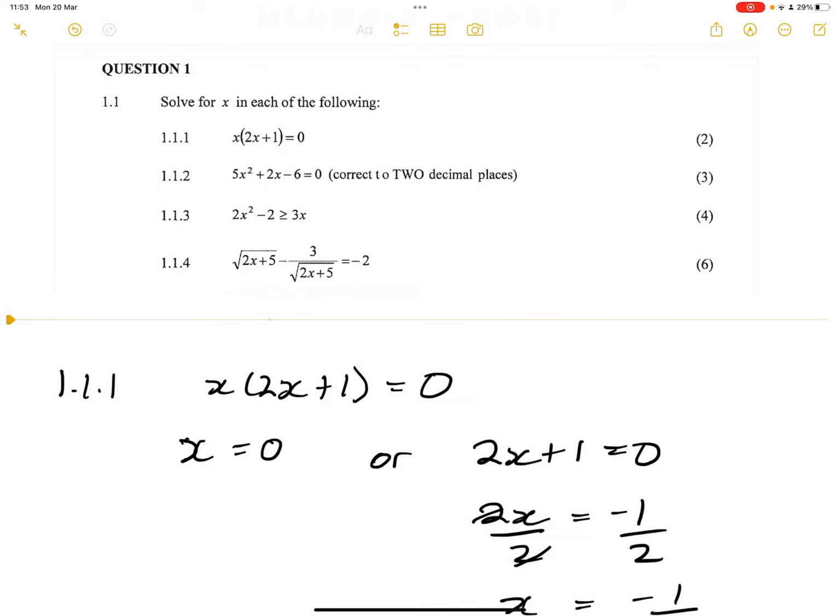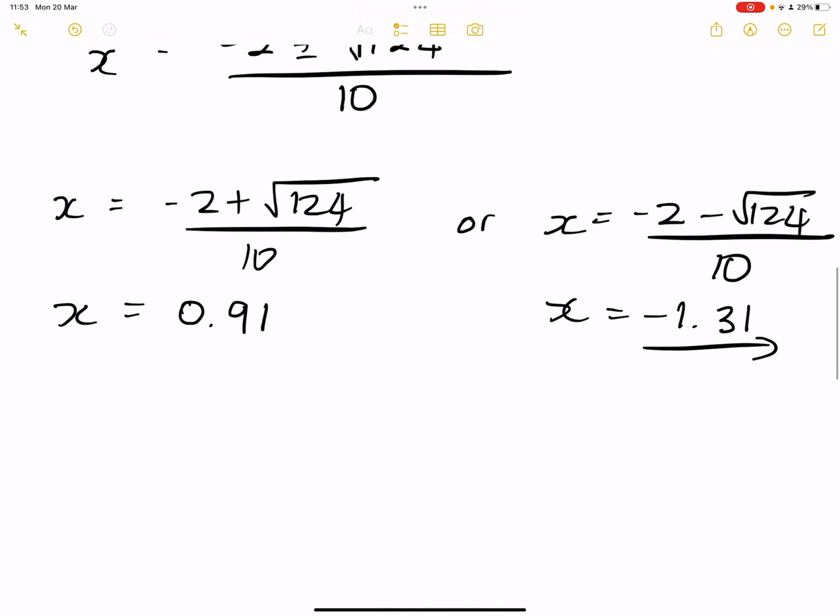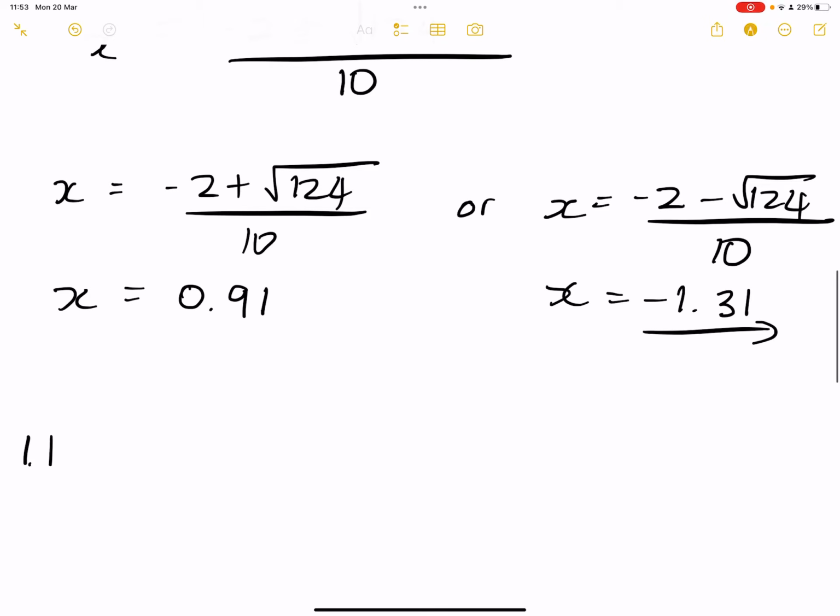Right, so now we're looking at 1.1.3, which is an inequality, 2x squared minus 2 greater than or equal to 3x. So 1.1.3, that's 2x squared minus 2 greater than or equal to 3x.